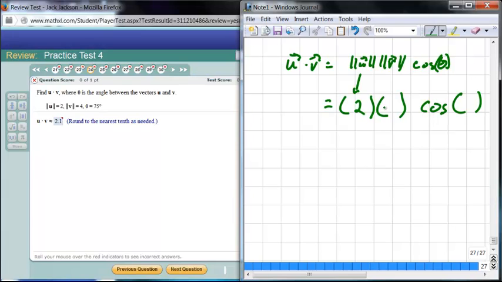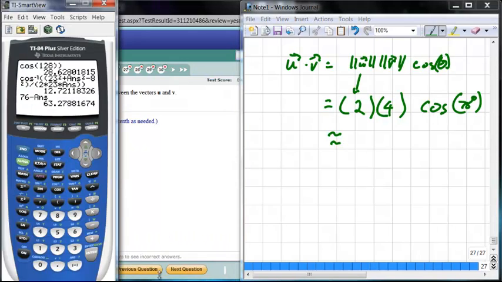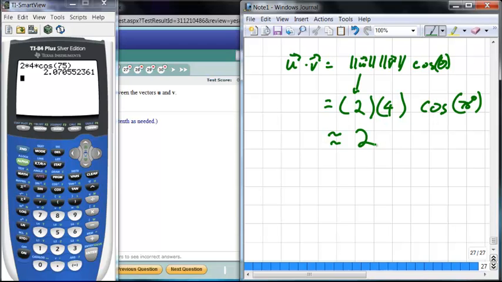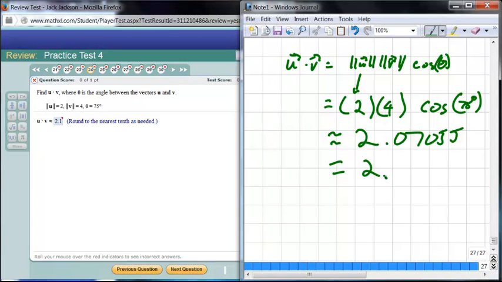Norm of u is 2, norm of v is 4, and this is 75 degrees. And we're going to round this off. So that's 2 times 4 times cosine of 75. I am in degree mode. That's good. So about 2.07055, etc. They want to round it to the 10th, so 2.1.